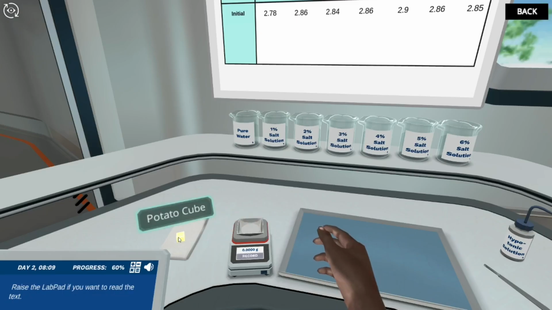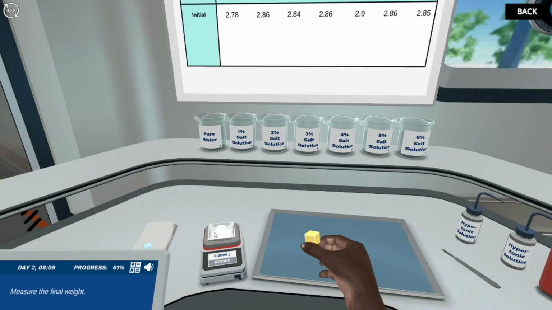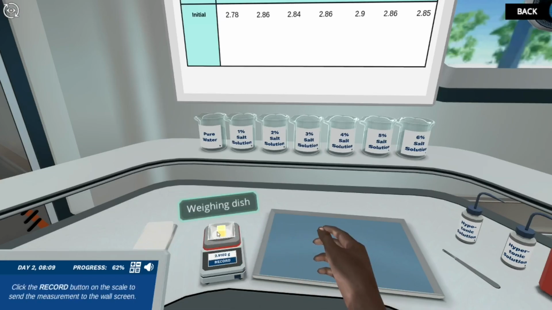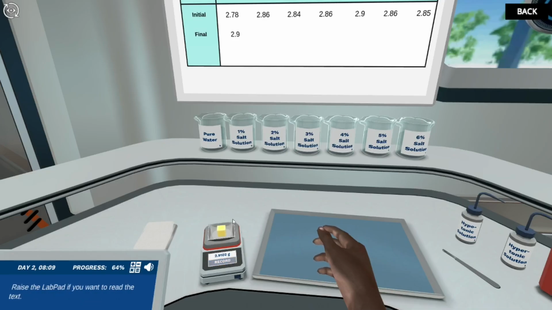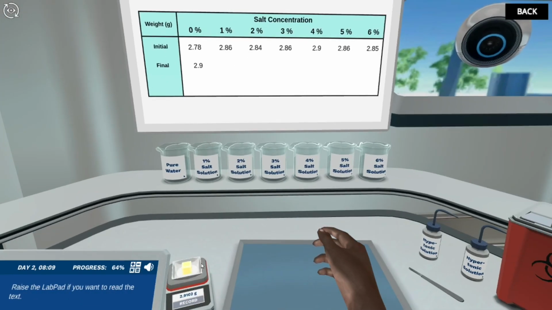Now we need to measure the effect of keeping the potato in the hypotonic solution. Measure the final weight. Click the record button on the scale to send the measurement to the wall screen. Well done. I'll do the same for all the other cubes.